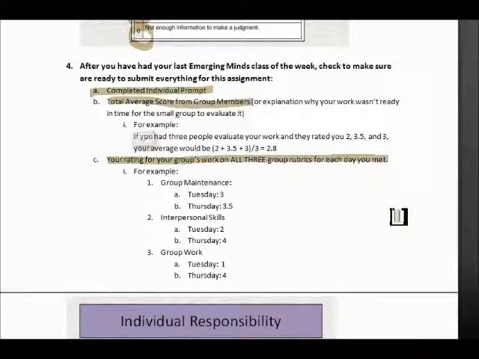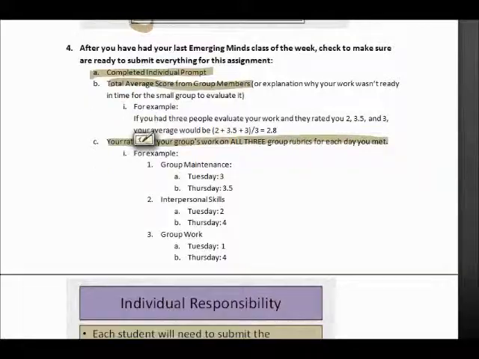For example, if you met Tuesdays and Thursdays, you could copy and paste my little outline here from the document and write, here's what I gave my group on Tuesday for group maintenance, here's what I gave them on Thursday, here's what I gave them on Tuesday and Thursday for interpersonal skills and group work. That's all you need to have, but you do need to submit that with the rest of your work.